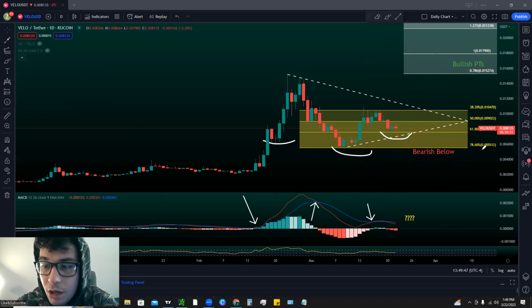Remember, we're going to be bearish below 0.0055. Ultimately, above there is healthy consolidation, healthy retracement territory. But if we flip that to resistance, then that's going to be a sign that we could be heading much lower. All right. So just keep an eye out on this one.